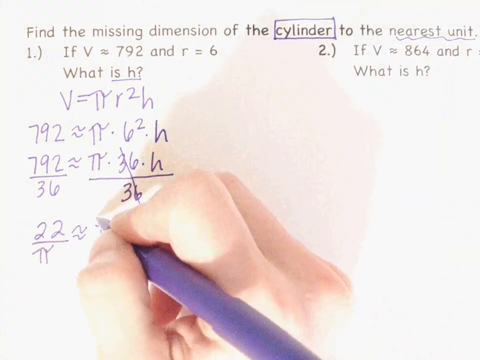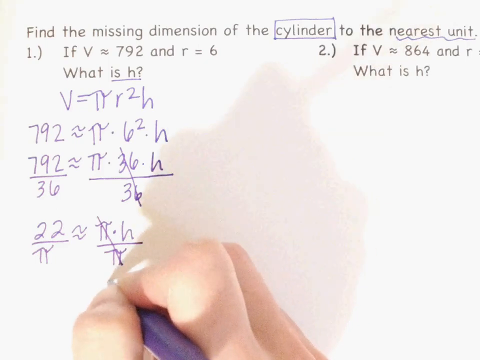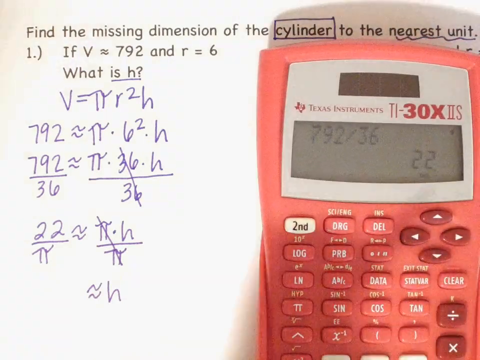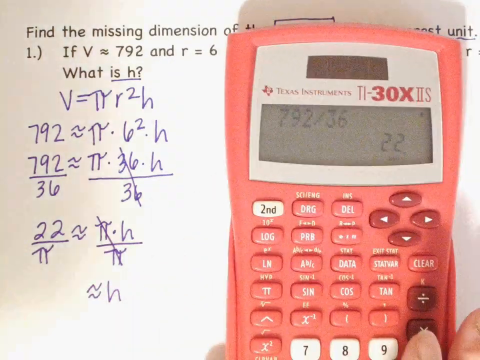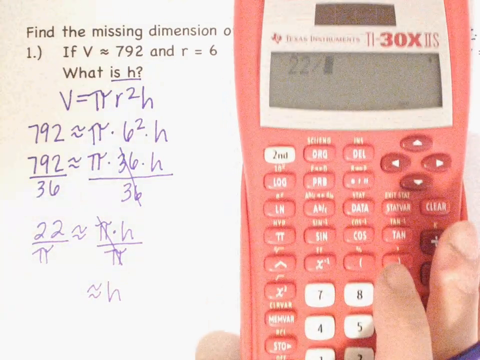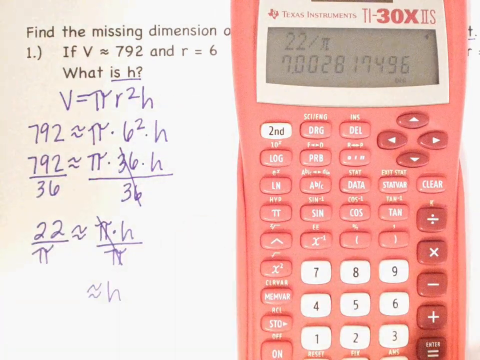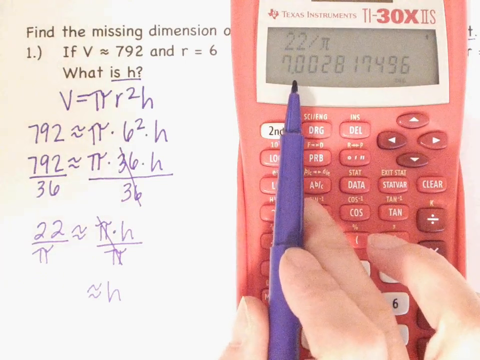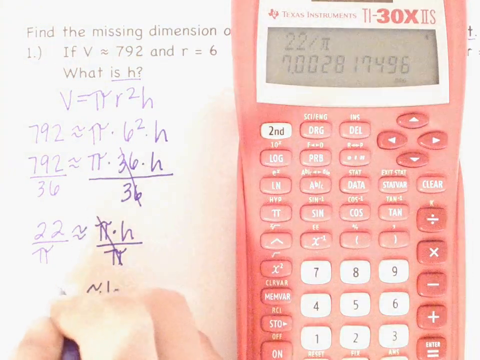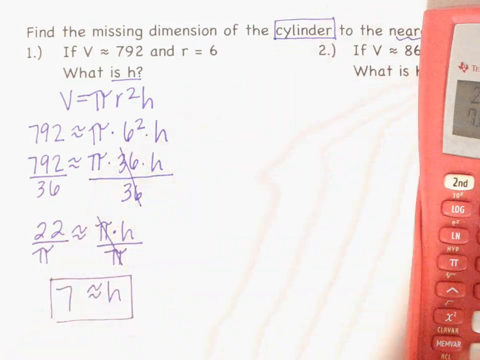Then on the right side, pi divided by pi cancels. It leaves me with 1, and 1 times h is h. But on the left side, this time the pi's do not divide out, so I'm going to have to take 22 divided by pi. Use that pi symbol in your calculator, so it looks exactly like what we wrote. I hit enter, and I'm going to round my answer. We'll round to the hundredths as we did in the past. So my height is 7.